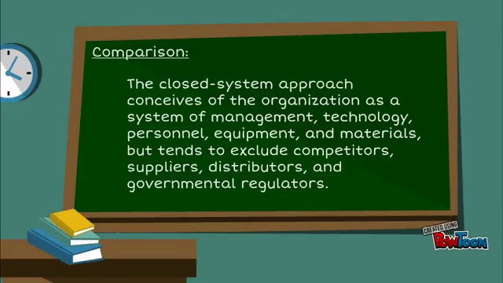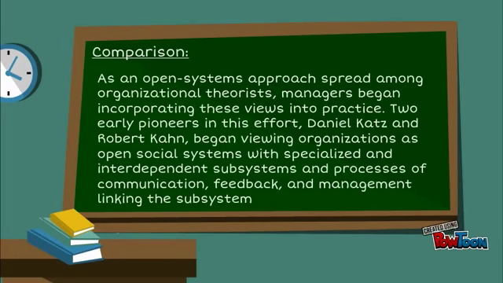Up through the 1960s, it was not that the managers ignored the outside environment, such as other organizations, markets, government regulations, and the like, but that their strategies and other decision-making processes gave relatively little consideration to the impact these external forces might have on the internal operations of an organization. While the closed system perspective was dominant through the 1960s, organization scholarship and research subsequently emphasized the role of the environment. As an open system approach spread among organizational theorists, managers began incorporating these views into practice.